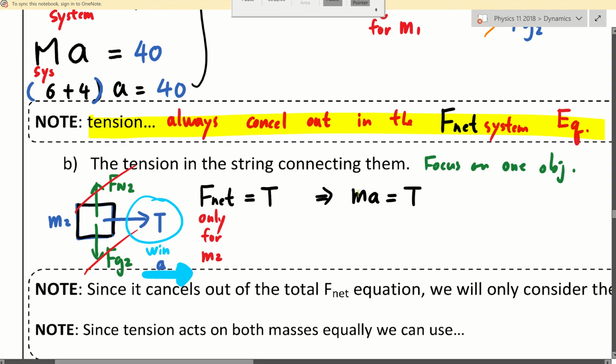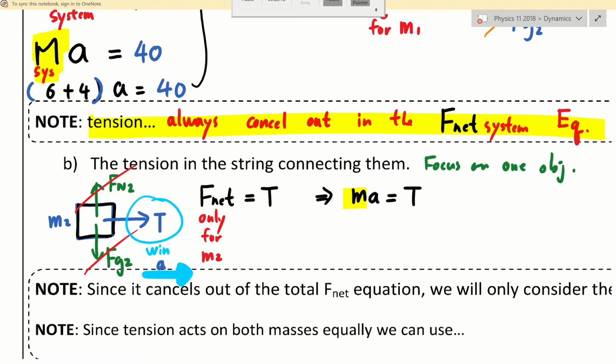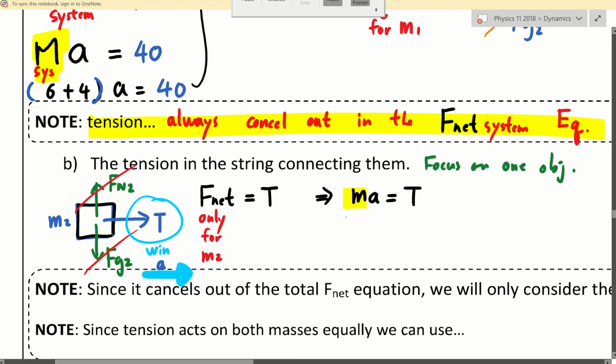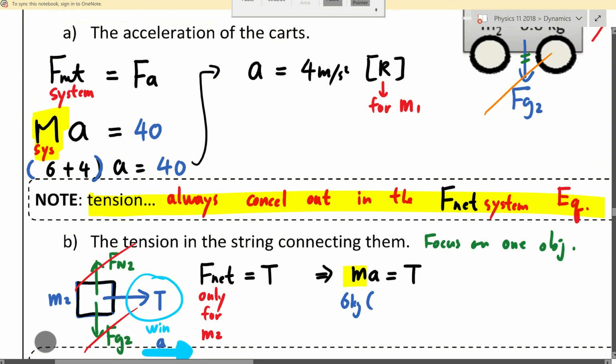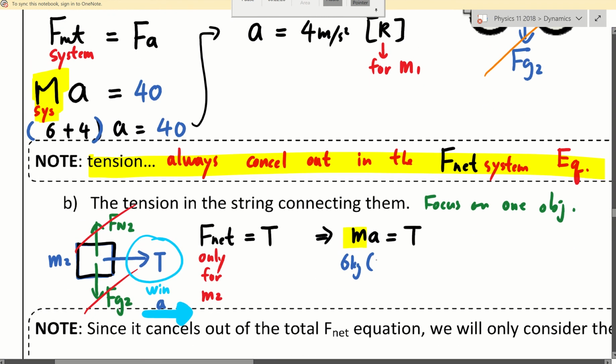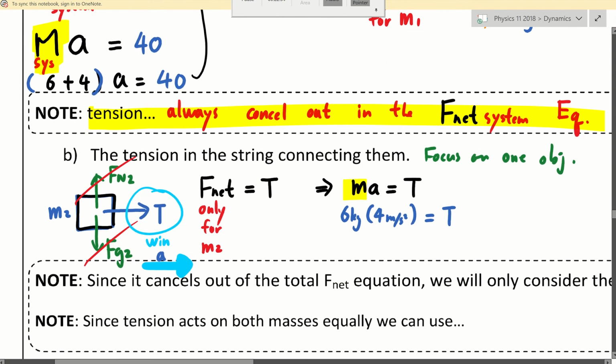Notice in here that this is a small m, and the last question wasn't big M, because that was an entire system, and this is only mass 2. Only mass 2 goes in there, which is 6 kilogram. Acceleration, oh wait a second, we did have acceleration. That's 4 meters per second squared from part A. So what does that tell you? In order to find tension, you have to first find acceleration.